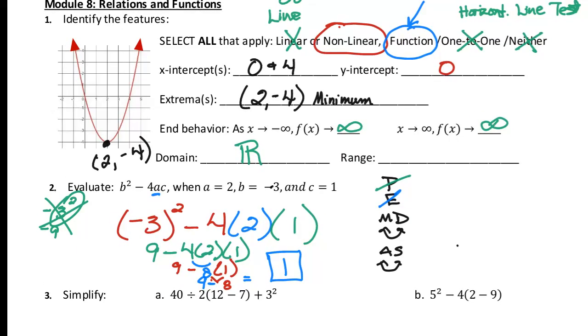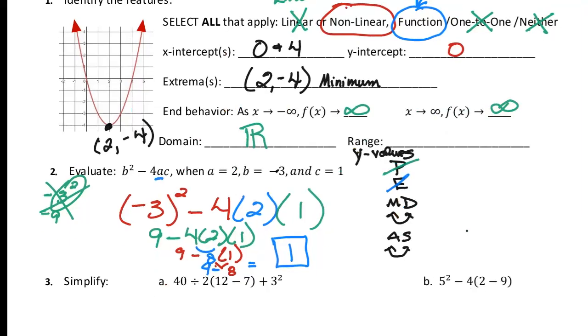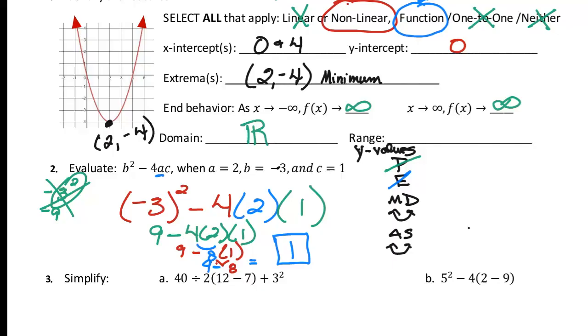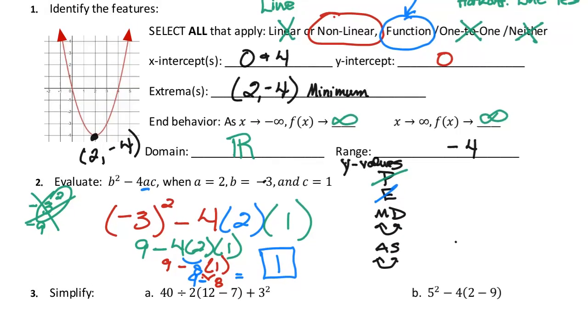All right, now take a look at your range. Do you have a highest or lowest number for your Y values? Remember, the range is your Y values. What's your lowest Y value that you see? -4. Yes, it is -4. So from -4, it keeps going up and up and up, right?